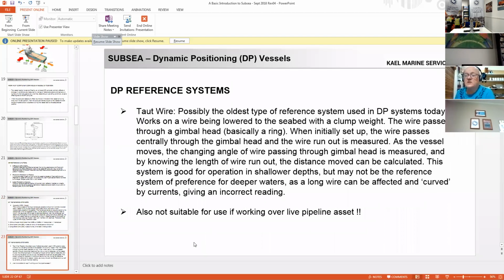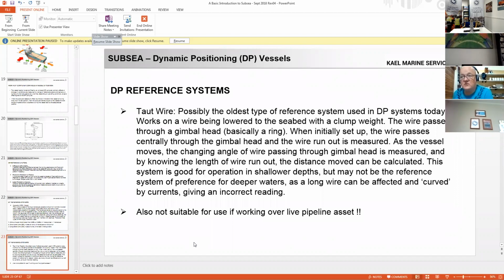Then you have the taut wire, which I mentioned briefly a few minutes ago. It's possibly the oldest type of reference system used in DP systems today. It works on a wire being lowered to the seabed with a clump weight on the bottom. The wire passes through a gimbal head, which is basically a ring at the top of the taut wire. So when it's initially set up, the wire passes centrally through the gimbal head, and the wire runout is measured, so you have the length of the wire. As the vessel moves, the changing angle of wire passing through the gimbal head is measured, and by knowing the length of wire run out, the distance moved can be calculated.